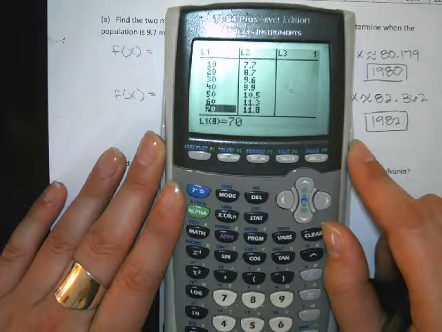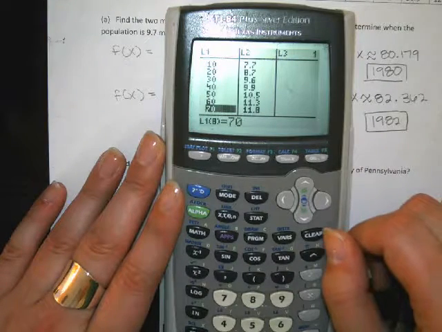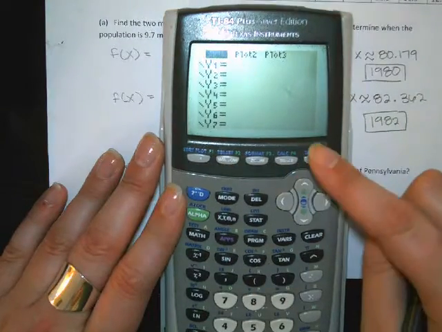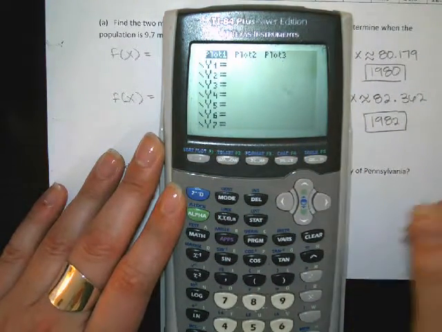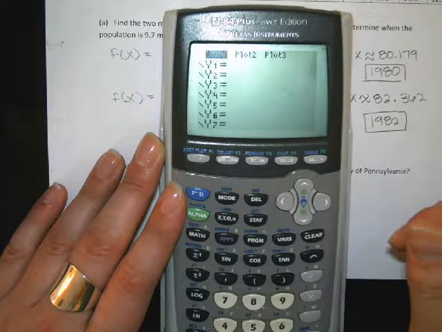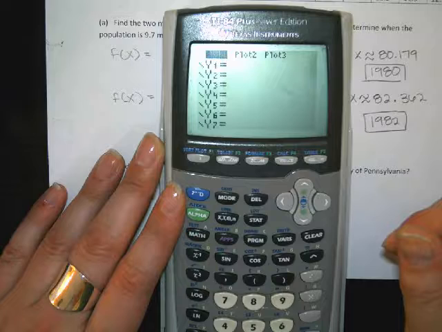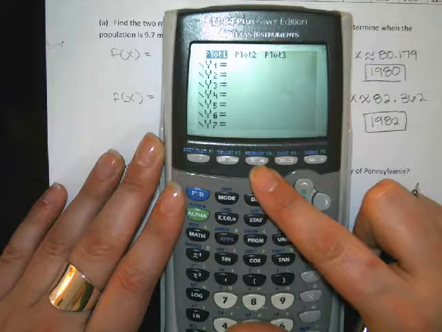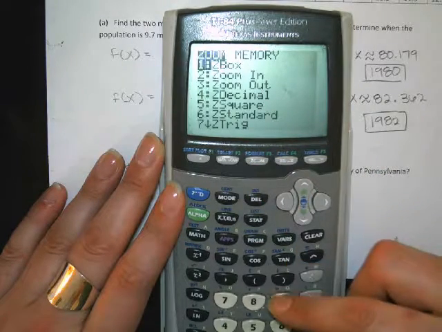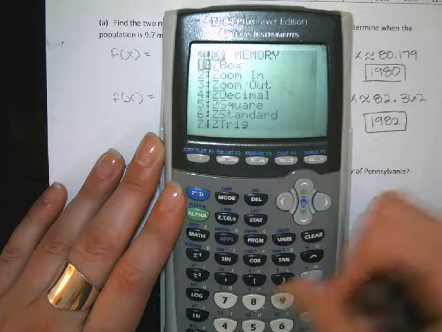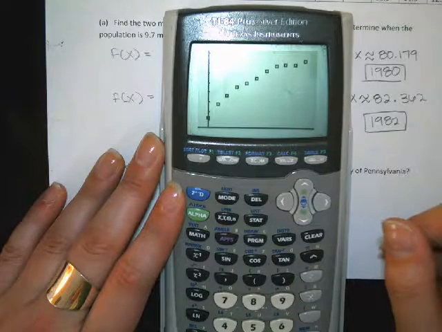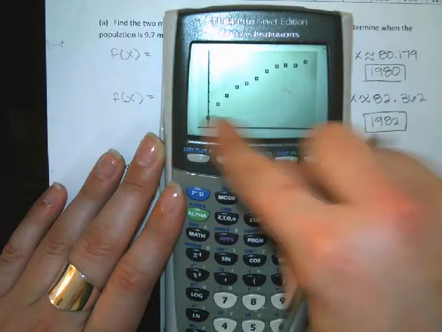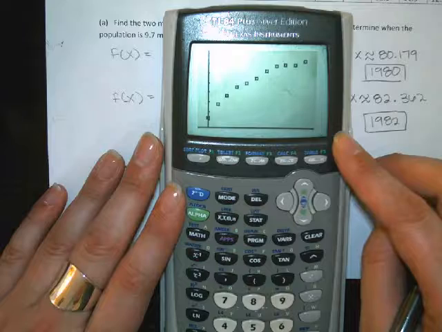How do we get it so the dots show up on our screen? We hit Y equals, and then we go up to plot 1, we make it dark. Press enter. Then we hit zoom, and it's number 9, zoom stat. There we go. Does that look exponential? No. Not quite, right? Exponential normally goes like this. This one definitely doesn't quite look exponential.